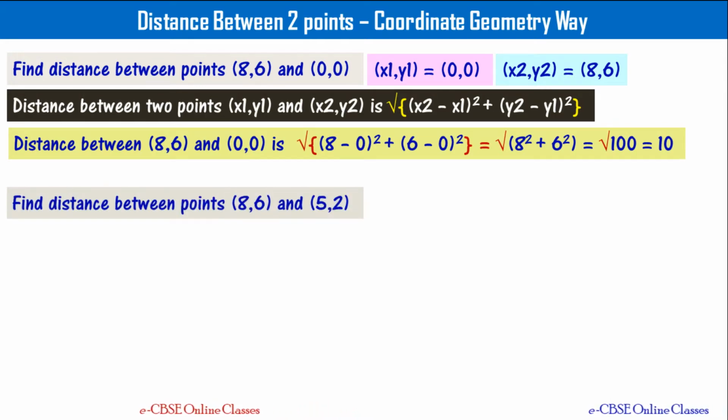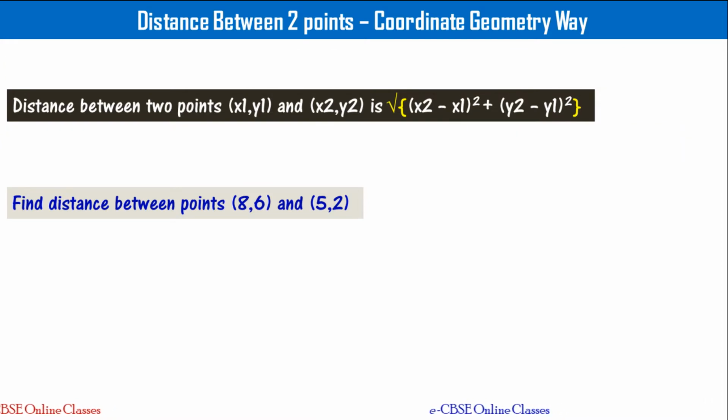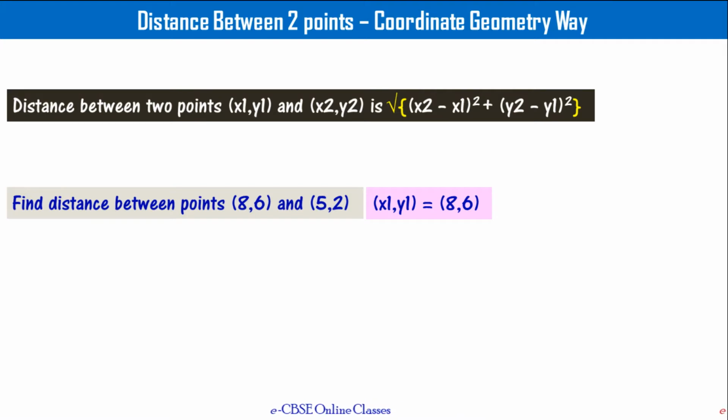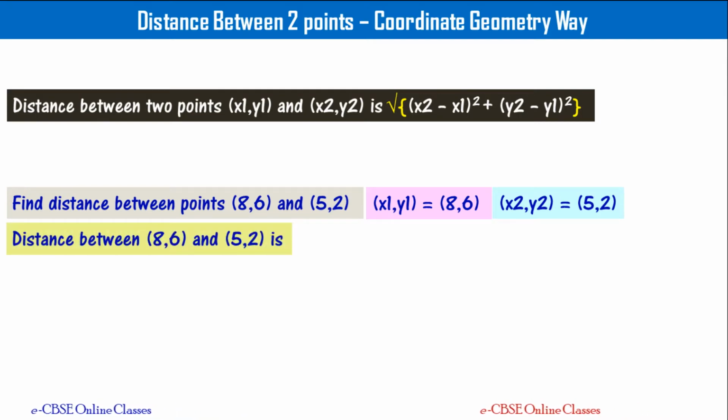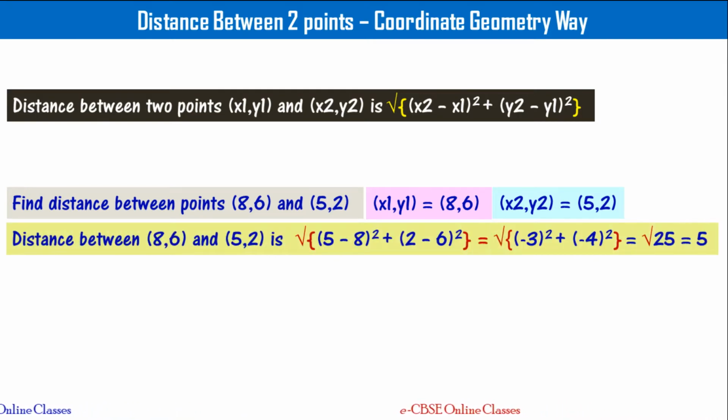Now let's find the distance between 2 points (8, 6) and (5, 2). It means that (x1, y1) equal to (8, 6) and (x2, y2) equal to (5, 2). Let's substitute these two into the previous equation and simplify it to get the distance between (8, 6) and (5, 2) equal to 5. This is exactly what we got when we used the Pythagoras theorem way or the regular geometry way, right?